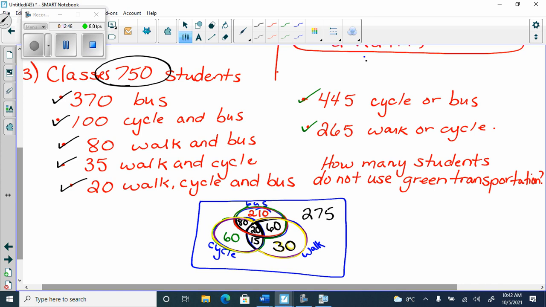How many students did not use green transportation? 275. If I wanted to use set notation, I would want everything outside of these. If I want this all shaded to be or, so I would want bus, or cycle, or walk, not. Because I would want everything outside of the ors.